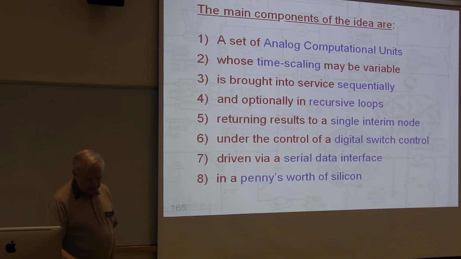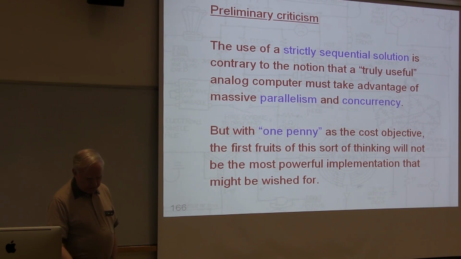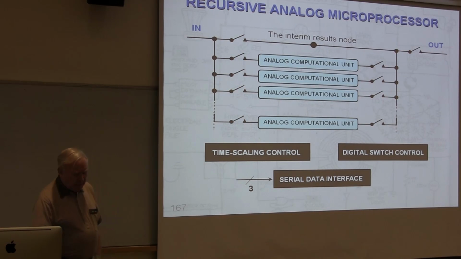So here's what I have in mind. Okay, I'll leave that on long enough for you to quickly see what I'm limiting the performance to. We've only got a penny to spend on this thing. So here are a number of analog computational units which can be sequentially selected. So here's an input. We'll select this unit first, and we'll close that switch and put it back to this node. So that switch remains closed for a while, then the interim result is sent to the next computational unit.